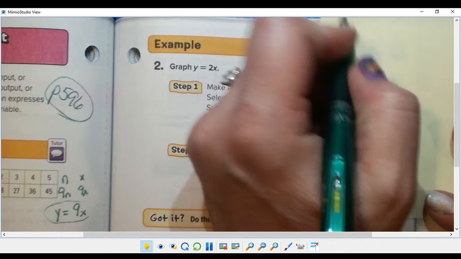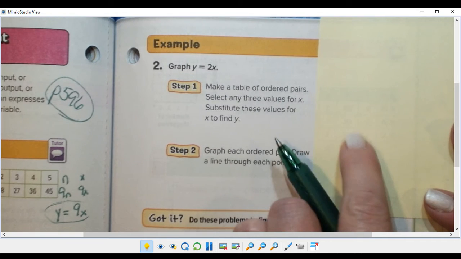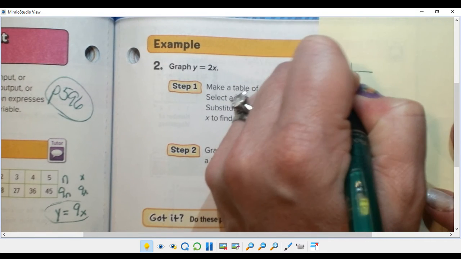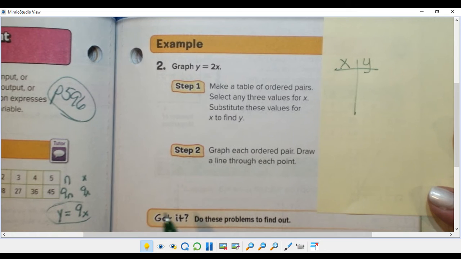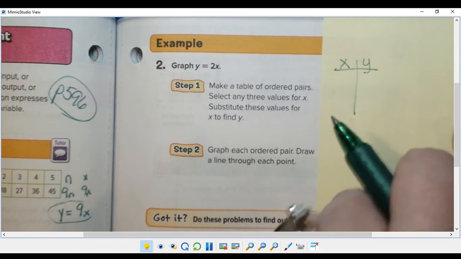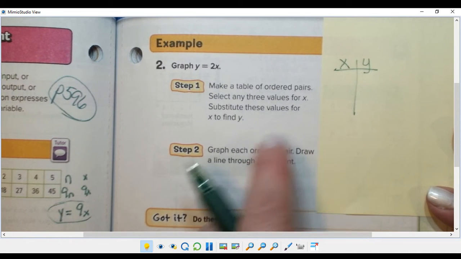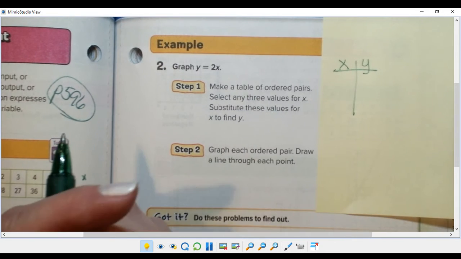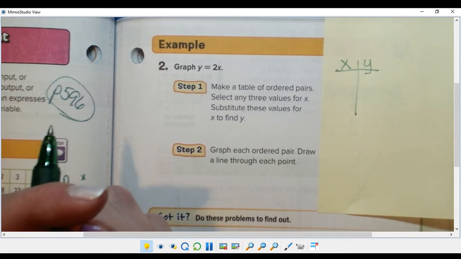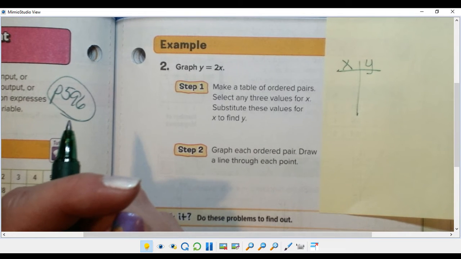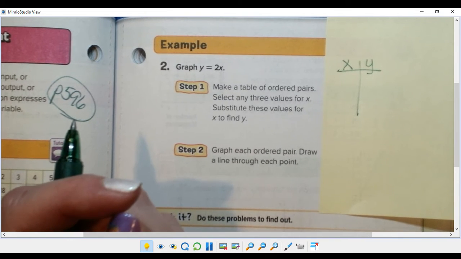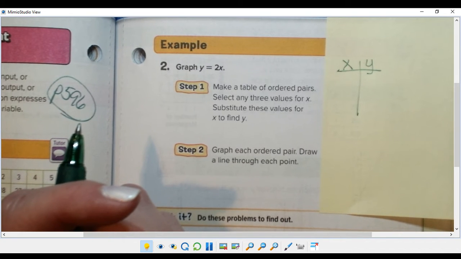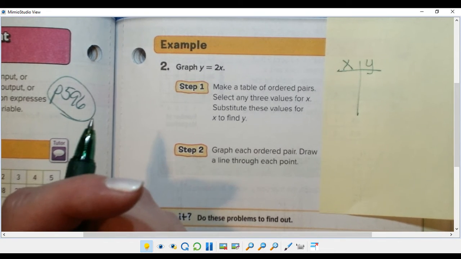All right, so let's start off. The book is going to show you with lots of columns. I like a real simple x and y. It's called a T-chart because it kind of looks like a T. Okay. For x, you can pick whatever numbers you want. You could pick a third, 2.9, negative 465. I'm going to caution you, though, you usually only have a very small piece of graph paper. So I would pick reasonable numbers, maybe like 0, 1, and 2.